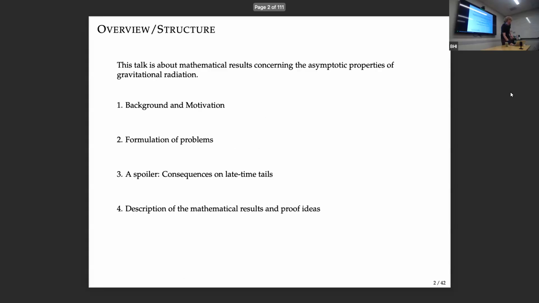Okay, so this talk will be about mathematical results concerning the asymptotics of gravitational radiation, in particular going from past to future null infinity, but also about other regions. And I'll begin by giving general background and motivation for why I'm studying this. And I'll formulate the actual problems that I'm interested in. And then I'll give you a little spoiler about what the results are roughly going to be, and explain the second part of the title of my talk, namely how to measure the non-smoothness of null infinity. So I'll explain to you why all these things have consequences on late time tails, which you can in principle measure.